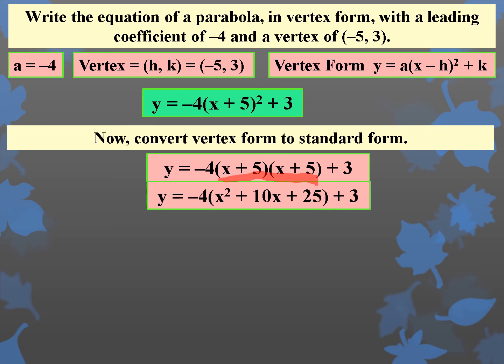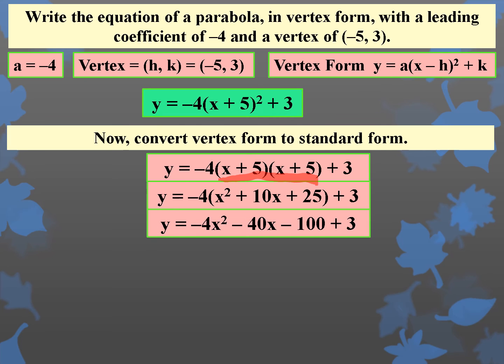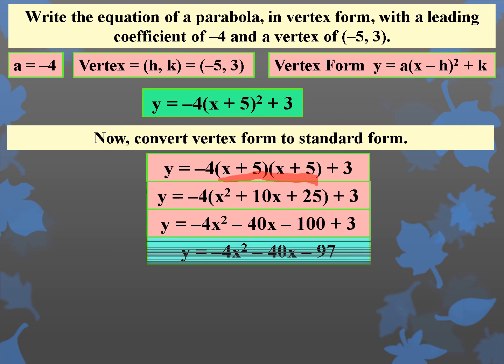So that gives me negative 4 times x squared plus 10x plus 25 plus 3. I'm now going to distribute the negative 4. That gives me negative 4x squared minus 40x minus 100 plus 3. I now combine any like terms. And so standard form is negative 4x squared minus 40x minus 97. So you're going to want to know how to write the equation given the information in vertex form, but you're also going to need to know how to convert that vertex form to standard form.